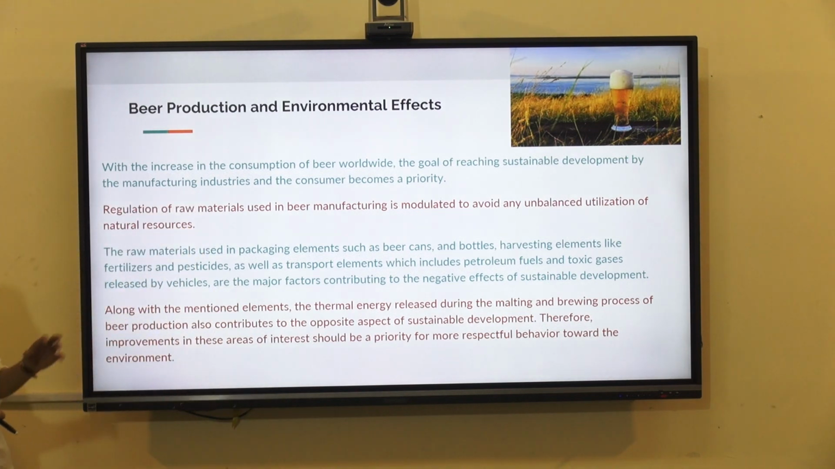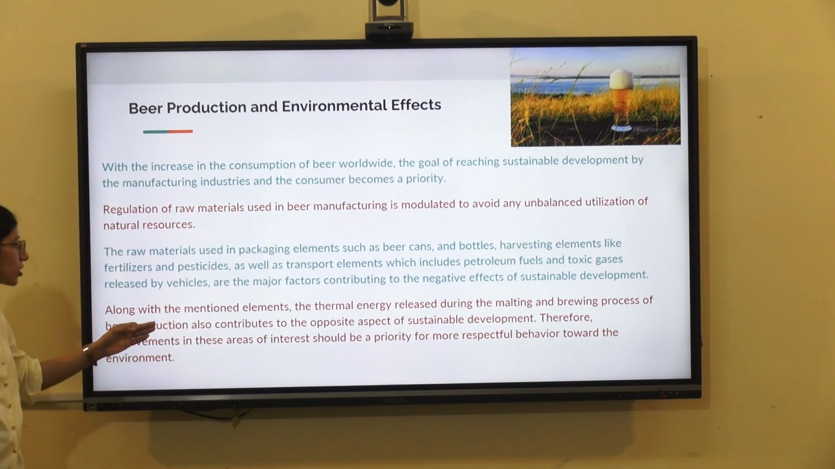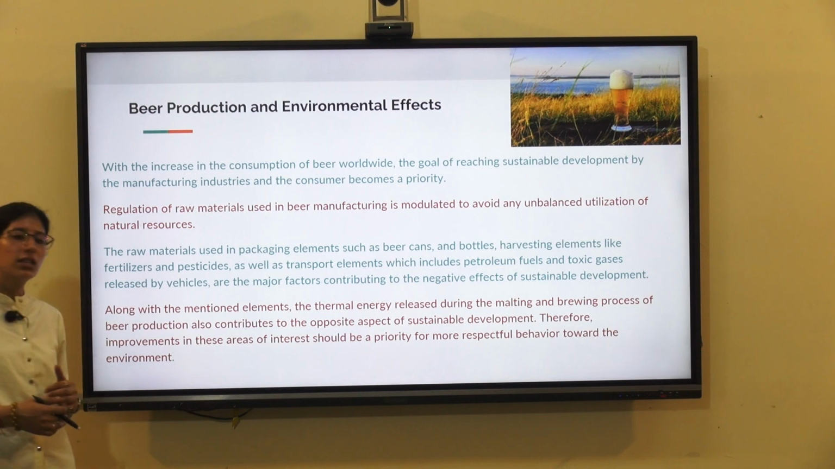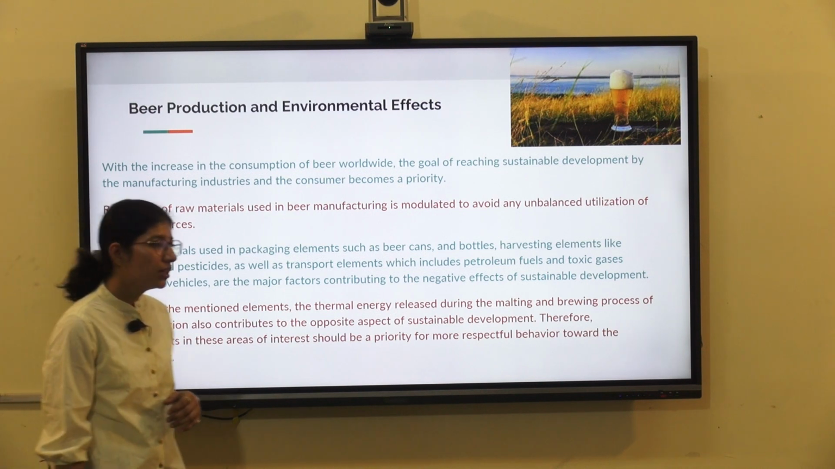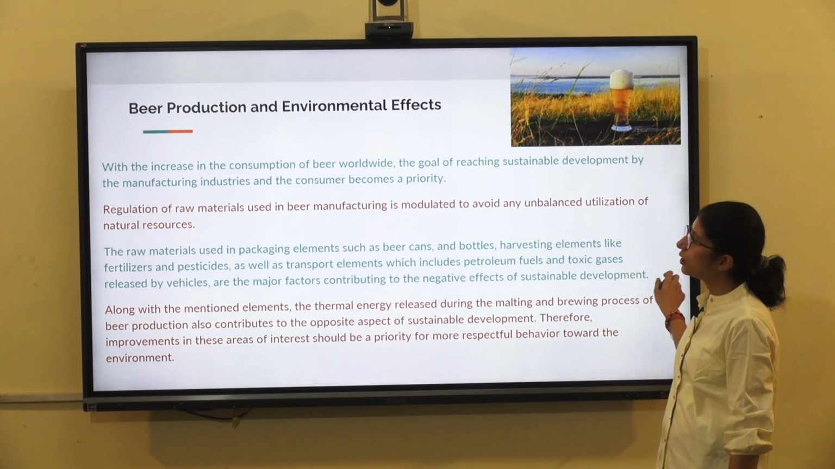Followed by this, around the mentioned elements, thermal energy is also released during the processing of the beer, such as the brewing process and malting. Beer production contributes the opposite effect to sustainable development. And these things should be kept in mind for a sustainable and better development of the environment.